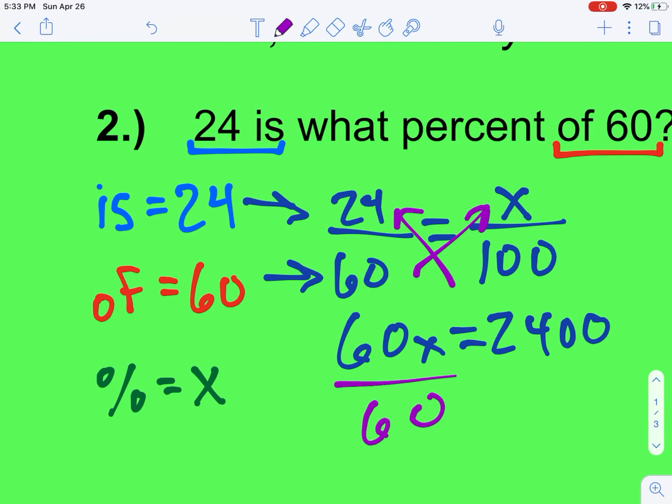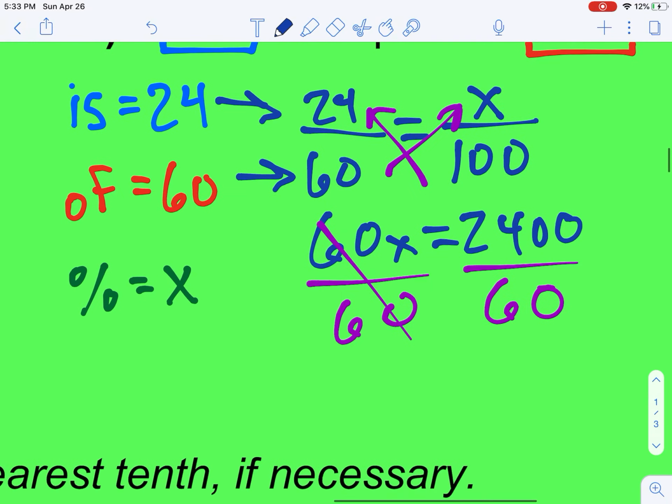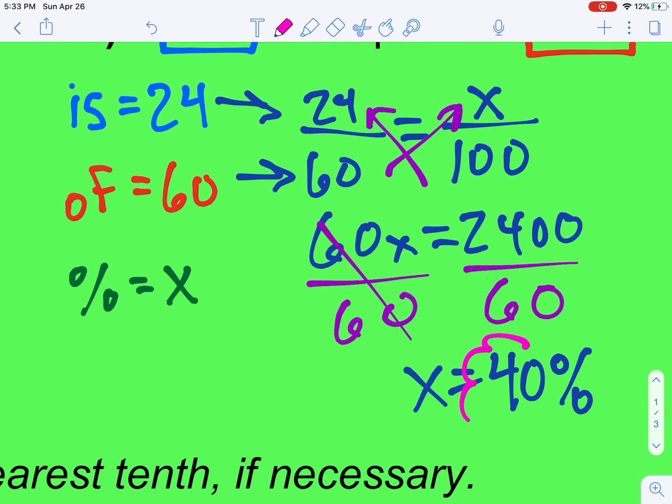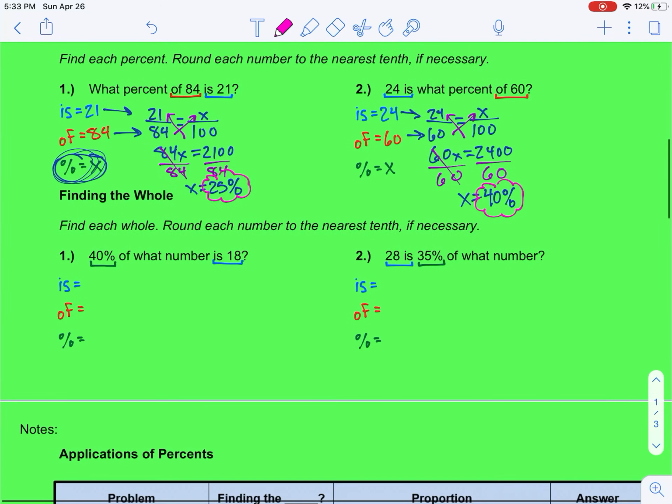Divide by 60 on both sides. Those cancel out, and x equals 40. And don't forget the percent sign since we were looking for the percent. So far we've had our variable in our percent spot and we've had our variable in our is spot. So sometimes when we're doing our problems, our variable is going to need to be in our whole.